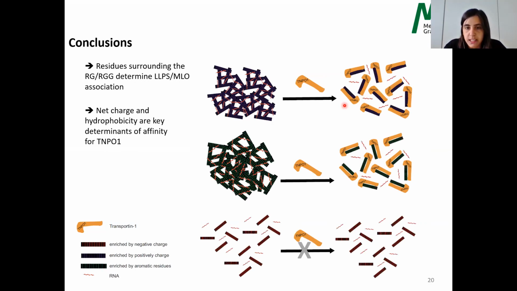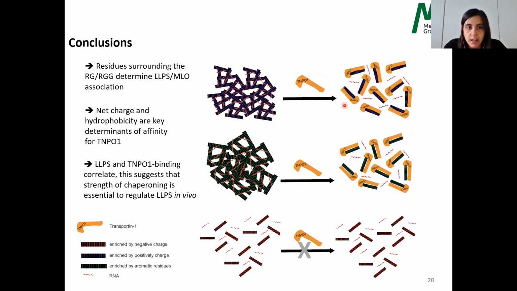However, transportin 1 cannot bind to these domains enriched in negatively charged residues. With this, LLPS and transportin 1 binding correlate, and that suggests the strength of the chaperoning is essential to regulate the LLPS in vivo.